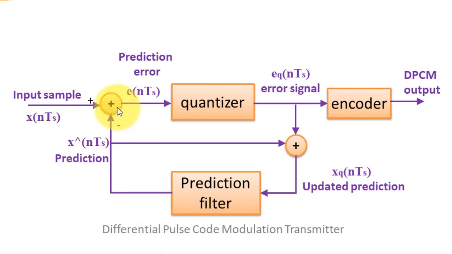So the second input to this summer is our prediction filter outcome. As we had already discussed, the prediction filter or predictor is something which predicts the current value depending upon the past values. e(nTs) is nothing but the prediction error, which is the difference between the incoming sample value and the present predictor outcome. This is denoted by e(nTs). Then that error signal e(nTs) gets passed through the quantizer. Here eq represents the quantized version of the error signal, and that gets passed through the encoder, and the output of the encoder will be our DPCM output.